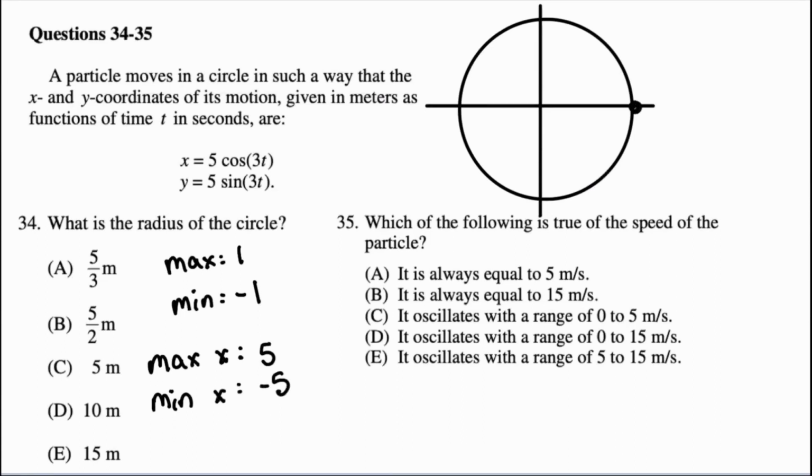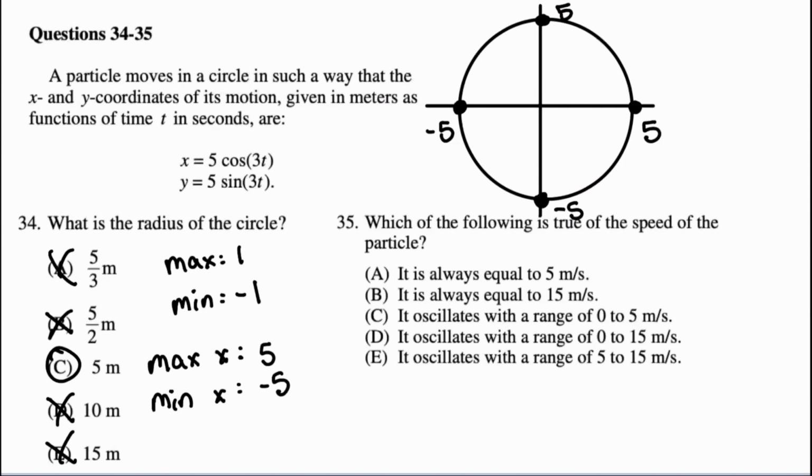So graphing this, this is going to be the max value that the particle can move in the x direction, and this is going to be the minimum x value. And similarly, this is the minimum y value that the particle can attain, and the maximum that it can attain in the y, with a diameter of 10, meaning that the radius is 5. For that one, you had to know the properties of your trigonometric functions in order to establish that, but the radius is going to be 5. Now 35. Which of the following is true of the speed of the particle?